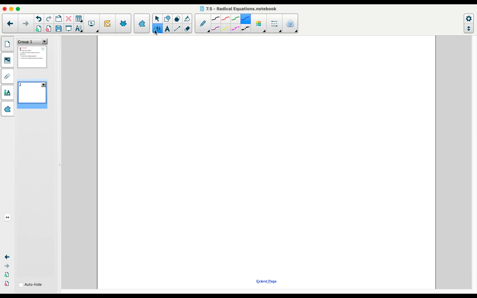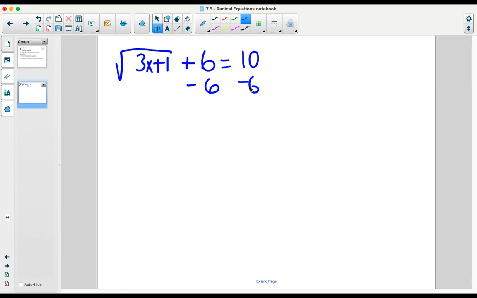Our first example is going to be the square root of 3x plus 1, plus 6, is equal to 10. Our first step is to isolate the radical, so we begin by subtracting 6 from both sides. And now on the left-hand side of the equation, we only have the square root of 3x plus 1, and on the right-hand side, we have just that 4.